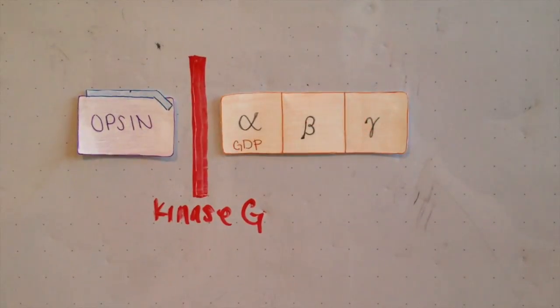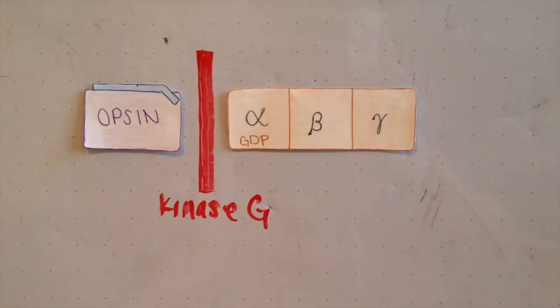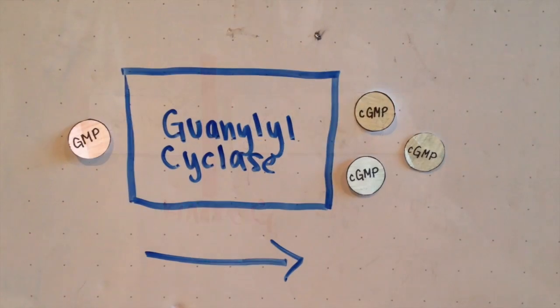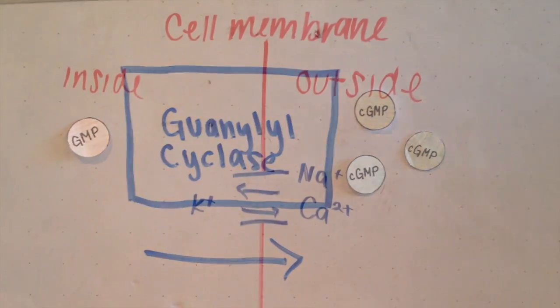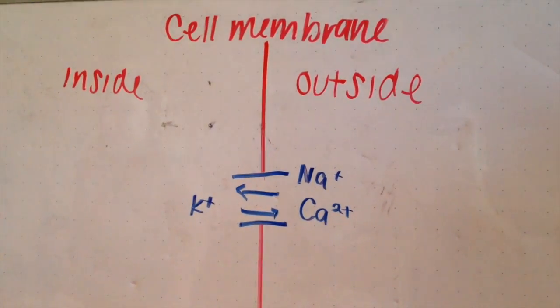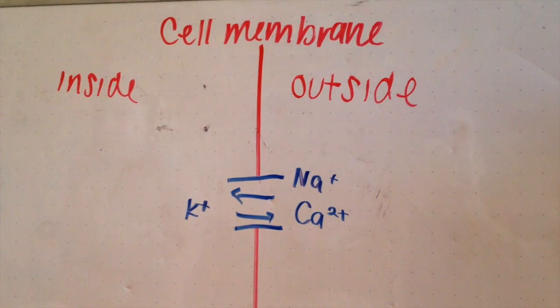When the cell stops receiving a stimulus, protein kinase G comes and keeps the rhodopsin from activating any more G protein. Guanylate cyclase then converts GMP to cGMP. Last step is activating the sodium-potassium-calcium exchange pump, which brings the cell back to its state of depolarization.